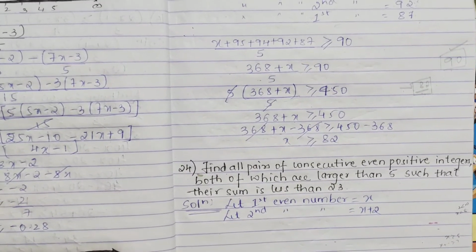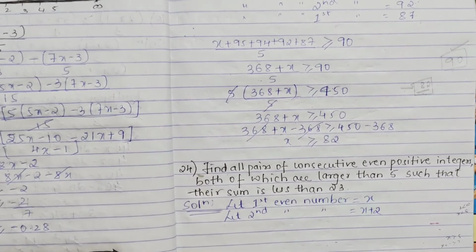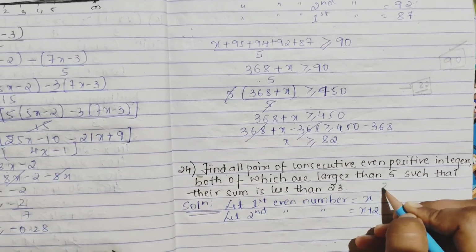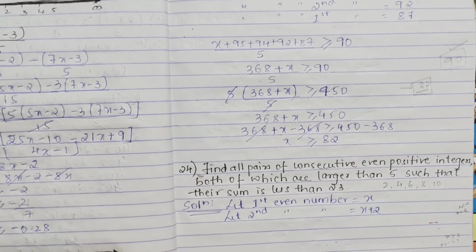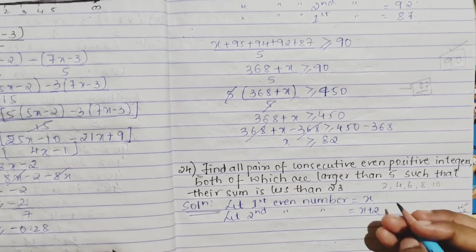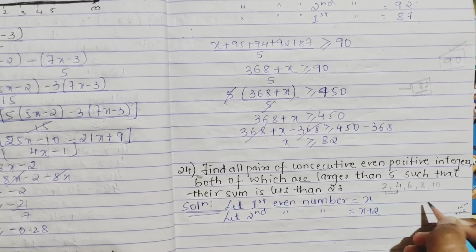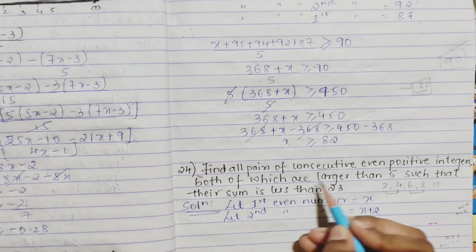Okay, here what they are telling, see, pair of consecutive even integers. Now even integers, how it will be? 2, 4, 6, 8, 10, so on, right? It is your even integers. Pair of consecutive even integers. Pair means how they are telling? 2, 4, 1 pair, 6, 8, 1 pair. Yes, both of which are larger than 5.